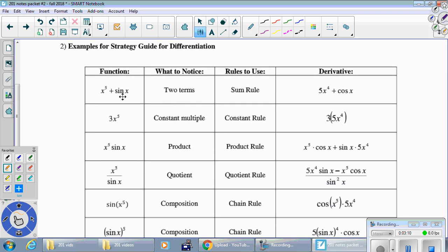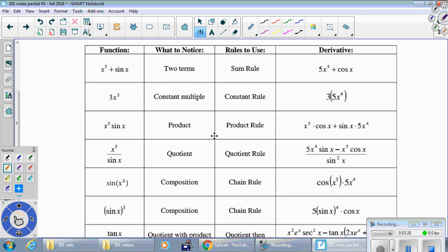What am I looking for, and what do I see in this one? I see a plus sign, and so that tells me that I should just do my basic sum rule, just the derivative of these two separate things, independent with a plus sign in the middle. 3x to the fifth, what do I notice? There's a 3, that's a constant multiple, so I can just treat the 3 separately. I just put it in the front, and then take the derivative of x to the fifth, and then multiply them at the end. X to the fifth times sine of x, that is a product of two different functions of x, so we use the product rule.